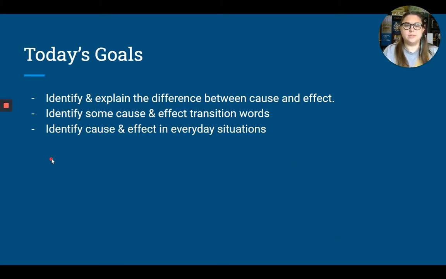All right, so our goals today, we have three things that we're going to try to accomplish. We're going to try to identify and explain the difference between cause and effect. We are going to identify some cause and effect transition words because we know transition words are a part of lots of things that we read. So we want to be making sure that we are identifying them as we are reading. And then we're going to work on identifying cause and effect in everyday situations using something that we would see pretty routinely, which is a video.